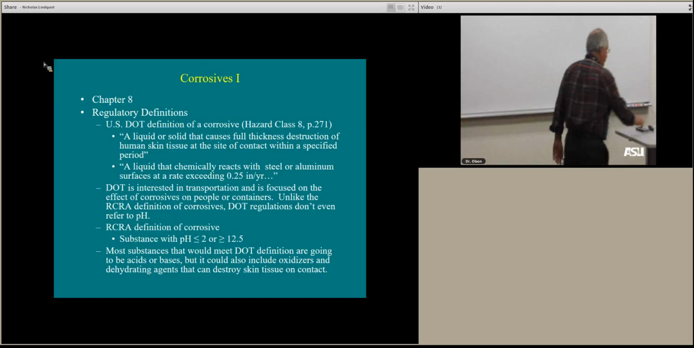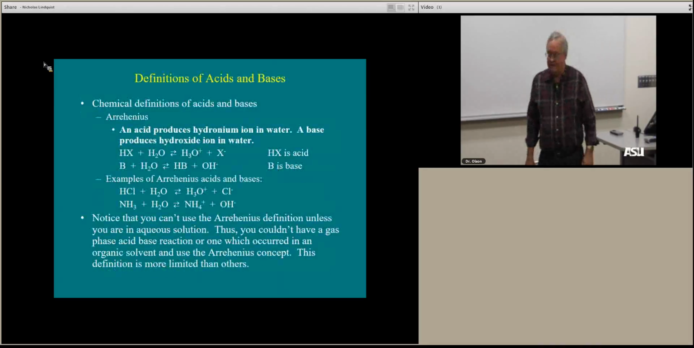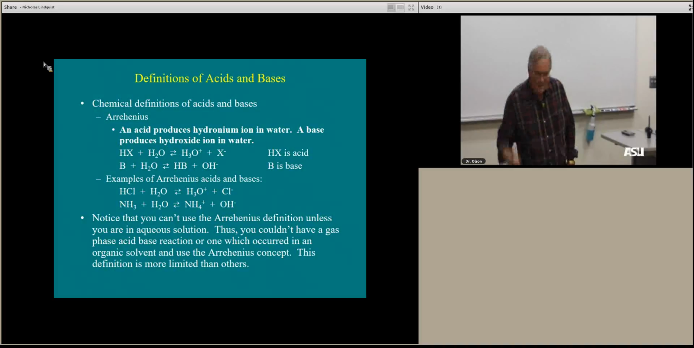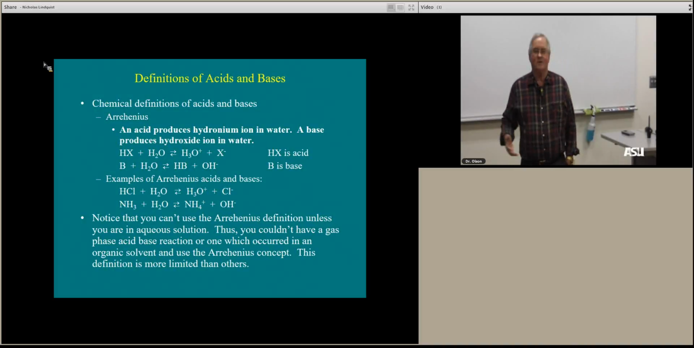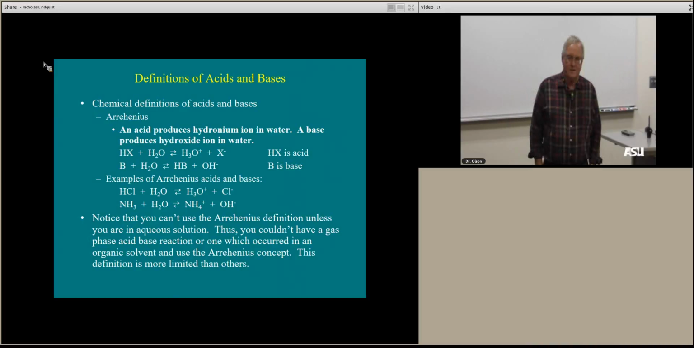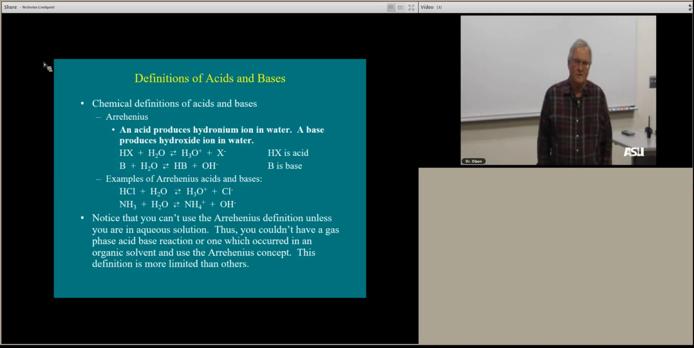Okay, so what we're going to do in the next couple of slides here is to move from legal definitions under DOT and RCRA to chemical definitions of acids and bases. So you should have seen this when you took your general chemistry class. And it turns out that there's different definitions of acids and bases in chemistry.